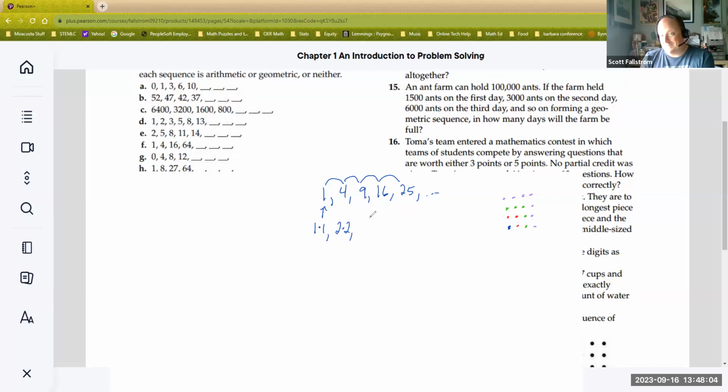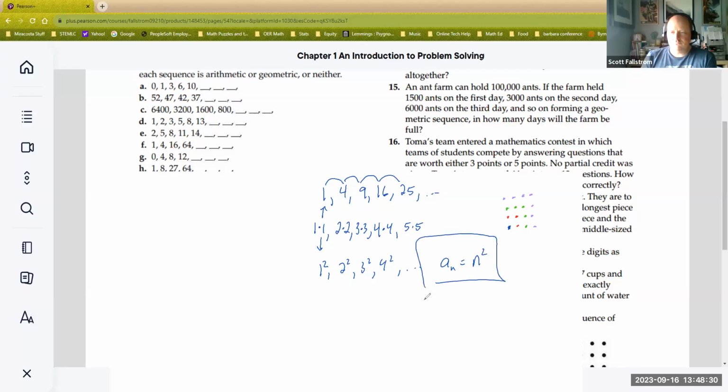9 could be 1 times 9 or 3 times 3. Oh, 3 times 3. And then as you start to see that, you might be thinking, oh, 16 might be, oh, it is 4 times 4. And I've got myself a really nice pattern here. And you could even write it a little differently. You could write it as 1 squared, 2 squared, 3 squared, 4 squared, and so on, so that any term could be written as n squared. Okay, so that's an approach.